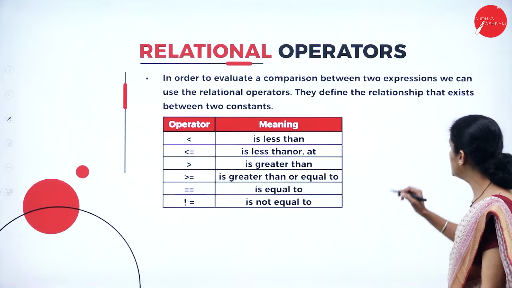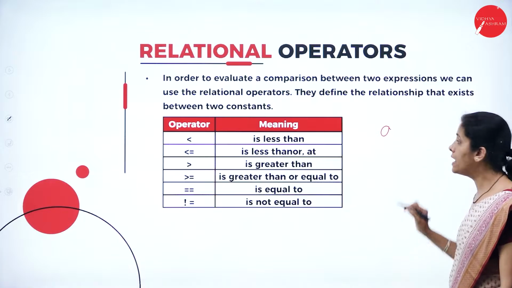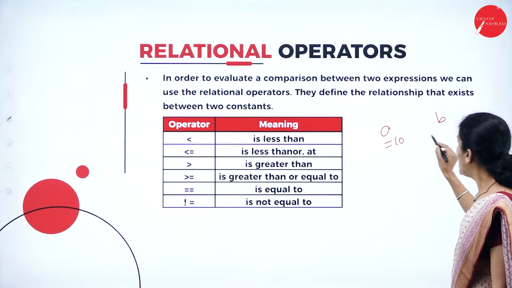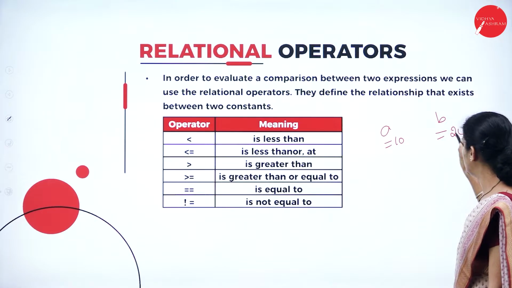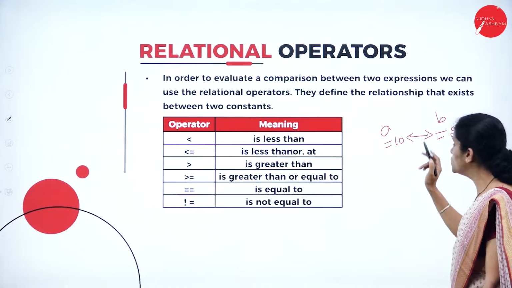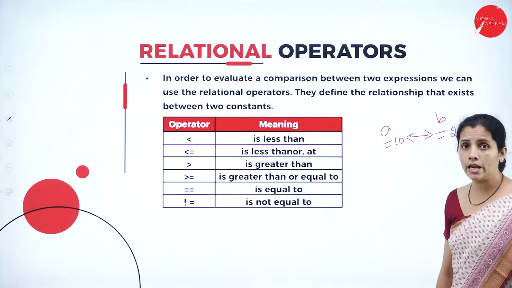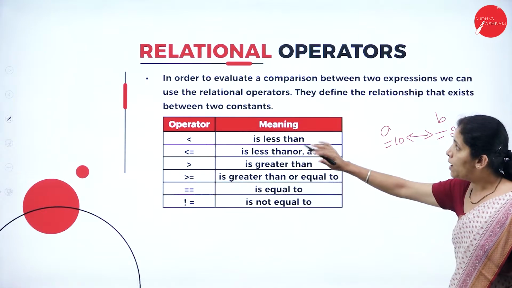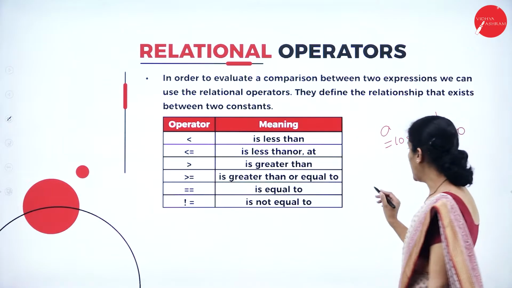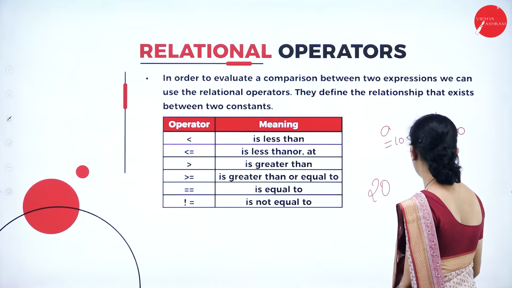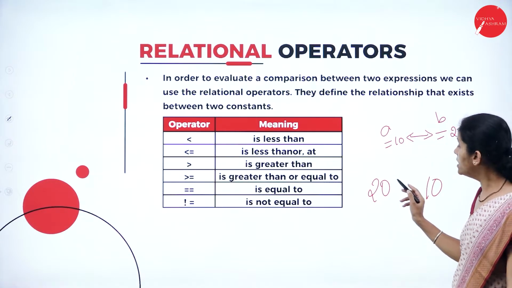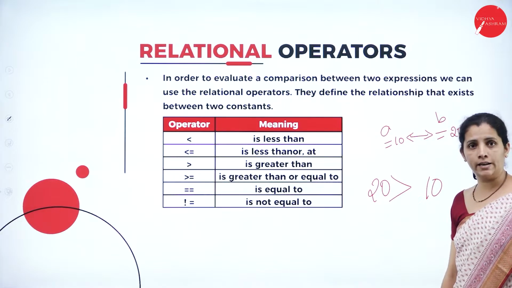For example, think that I have 2 variables A and B. Now A is 10 and B is 20. Now I want to know the relationship between these 2 values or 2 variables. I require relational operators. Now think that I have 20 and I have 10. Now I want to write the relationship. So here 20 is greater than 10.